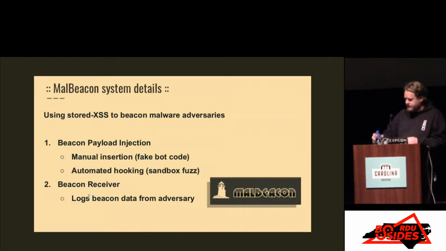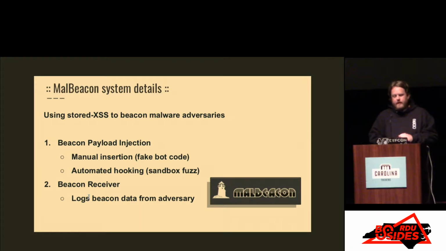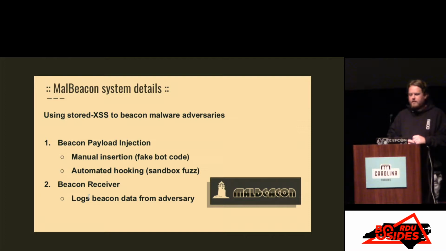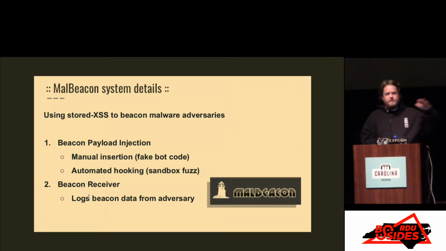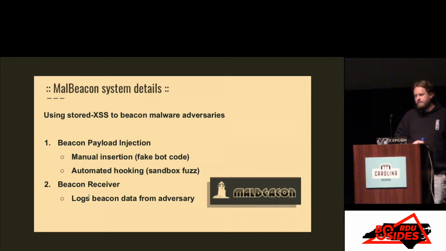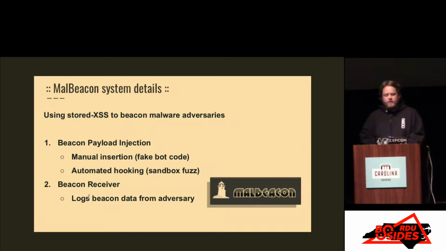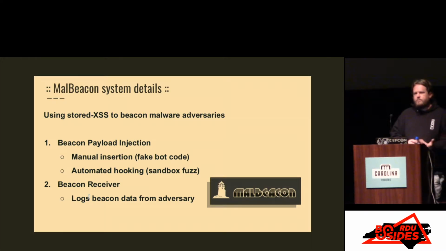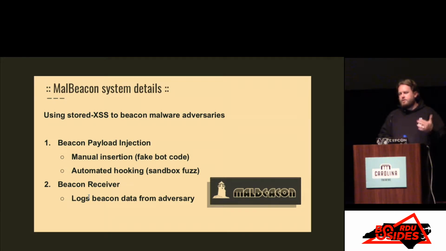I want to dive into the system itself. How are we able to first insert the beacons into malware C2 and then the receiver? For the beacon injection, there are 2 methods for how we're able to inject this particular beacon. I touched upon it earlier. We do a manual insertion where we pretend to be a bot to check into the C2. And then we also have an automated hooking function within our malware sandbox.